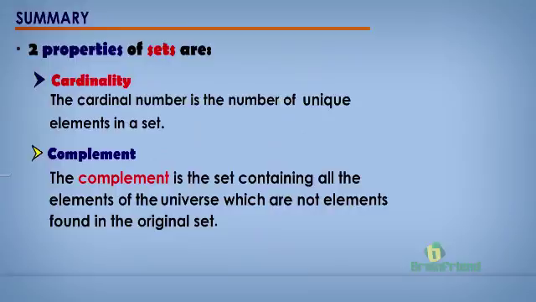In summary, we've learned that there are properties of sets, and two major properties we learned today are cardinality, which we said is the number of unique elements that are within a given set, and we also learned about the complement. We said the complement of a set is the set of unique elements within the universe that are not present within a given set.